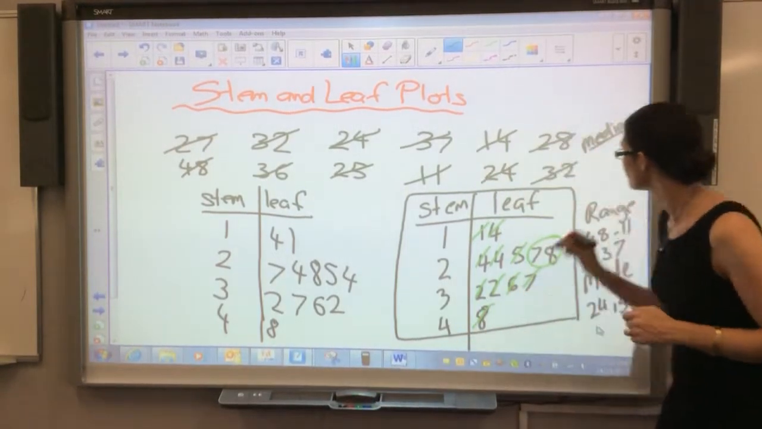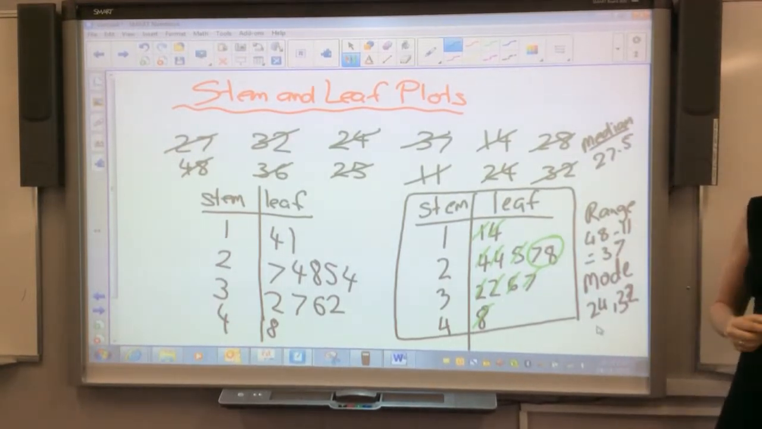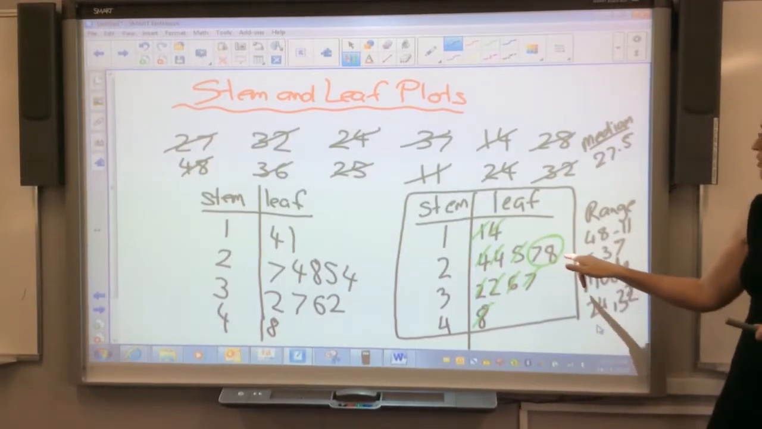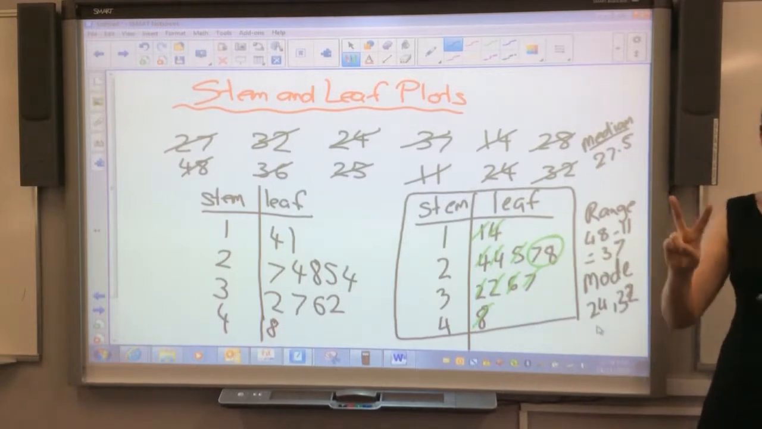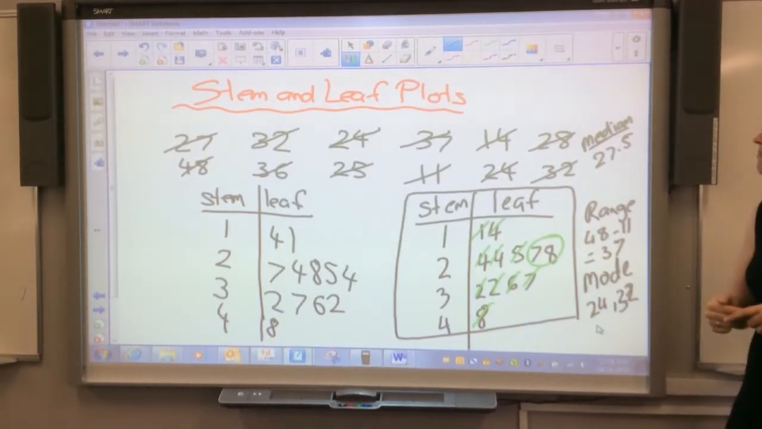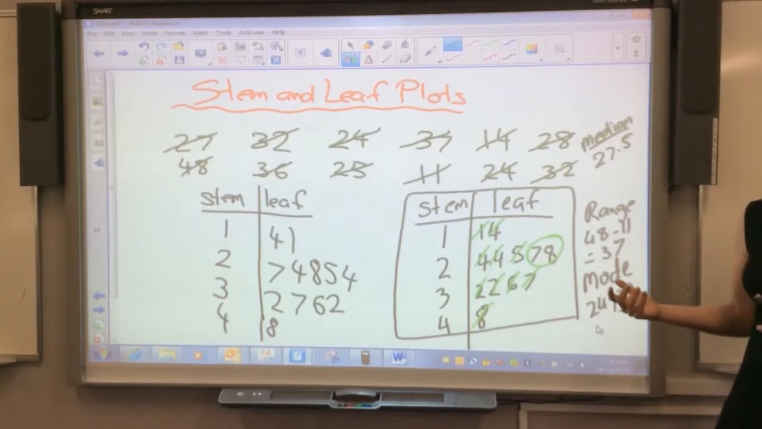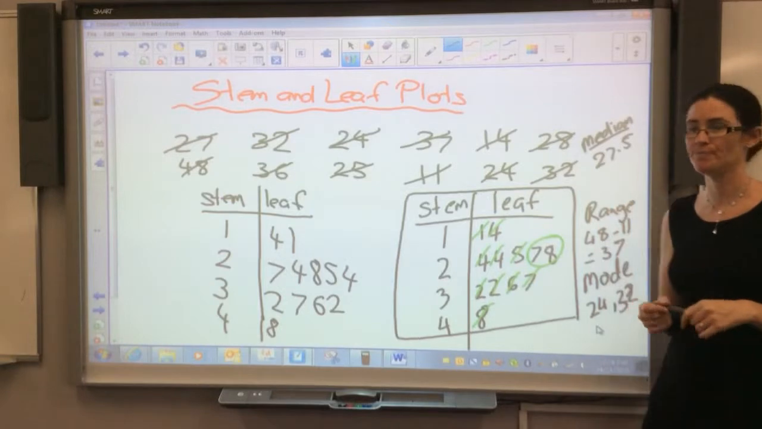Well done. Thank you. Why 27.5? Because that's the average of 27 and 28. Because I've crossed off 5 above and 5 below, and there was 2 left in the middle. Okay? You happy with that? It's because there was an even number of scores. I didn't get 1 in the middle. If there was an odd number of scores, I would have had 1 in the middle.